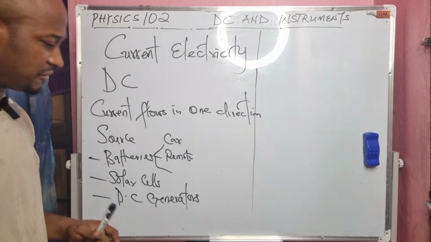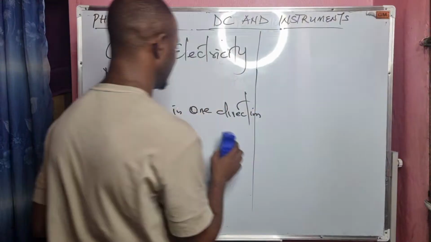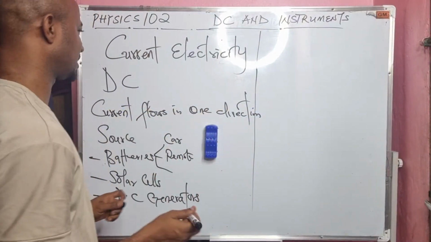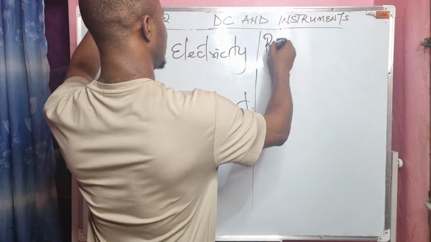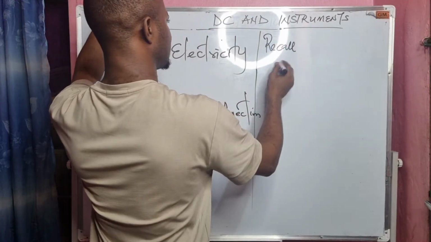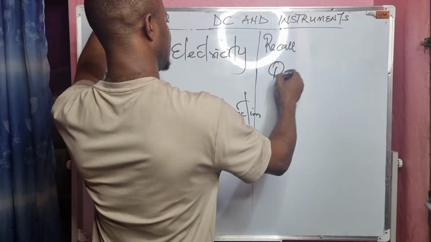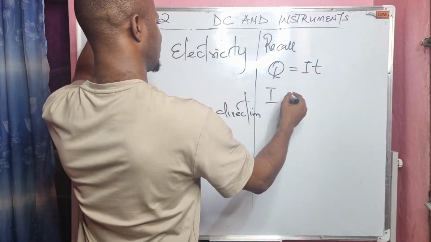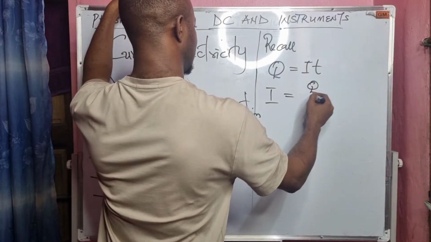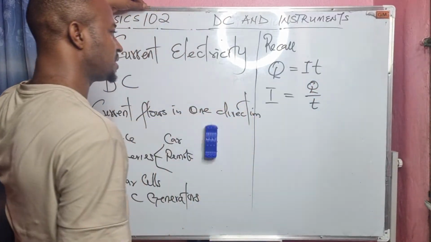Now, what is the graph of a direct current? How does a direct current look like? Recall that charge is equal to I times t. From here, our current is equal to charge over time.